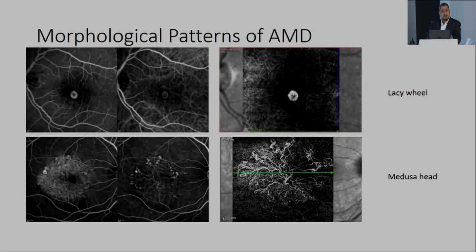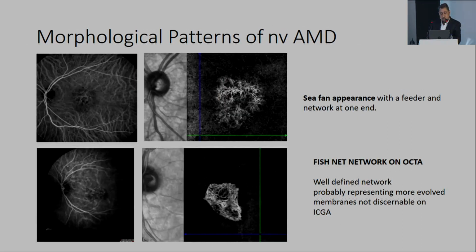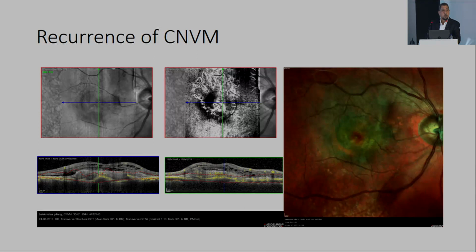So there are various patterns. You have the lacy pattern, the Medusa pattern, where the central vessel is the center and like a halo it goes all around. Then you have a sea fan pattern, when it goes only on one side, and then you have a fishnet pattern. And why are all of these important? Because the response to treatment is different. So now you have a disease where you can identify the different patterns and know that when I give anti-VEGF, it may respond well or it may not respond well. And why does it happen?